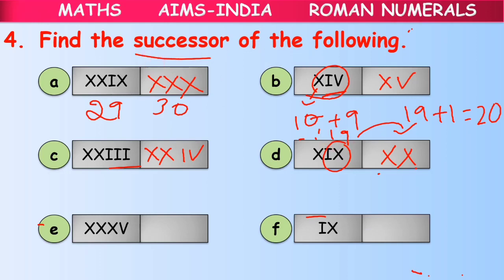Successor means a number which comes after a given number, and we find out the successor by adding 1 to the given number. Now look at these two last questions, XXXV and IX. You find out the successors of these two questions. Okay, children? Okay.